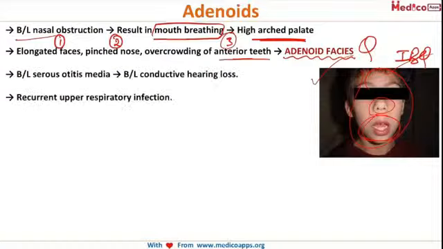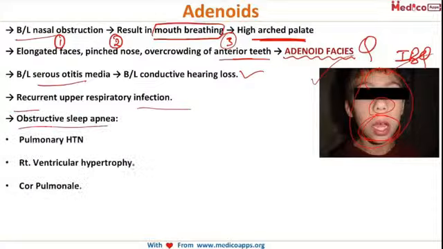Whenever it is combined with bilateral serous otitis media, there is bilateral conductive hearing loss as well. Also, these children have recurrent upper respiratory tract infections. And the most important condition is obstructive sleep apnea, which presents due to an immense hypertrophy of the adenoids. It can be associated with pulmonary hypertension, right ventricular hypertrophy, and obviously cor pulmonale.